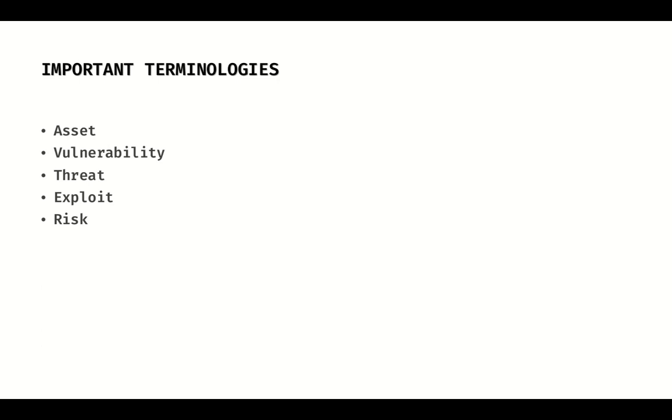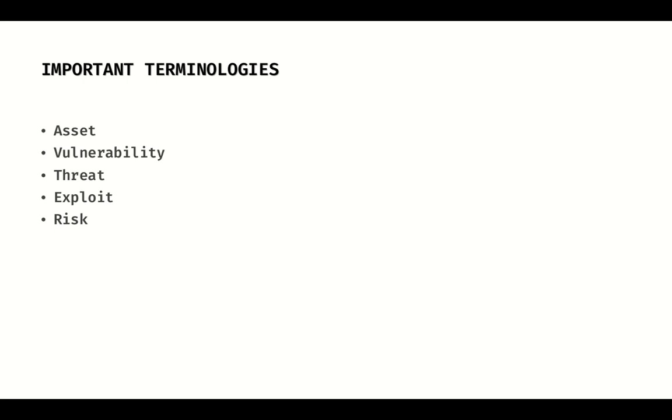So let's go to important terminologies. In our field we have assets, vulnerability, threats, exploits, and risk. An asset is just data. When you say assets, I mean data that is not supposed to be public, sensitive data that is not supposed to go out into the public. They must be protected by all means. We must provide perfect protection for them. So that is what we mean by asset.